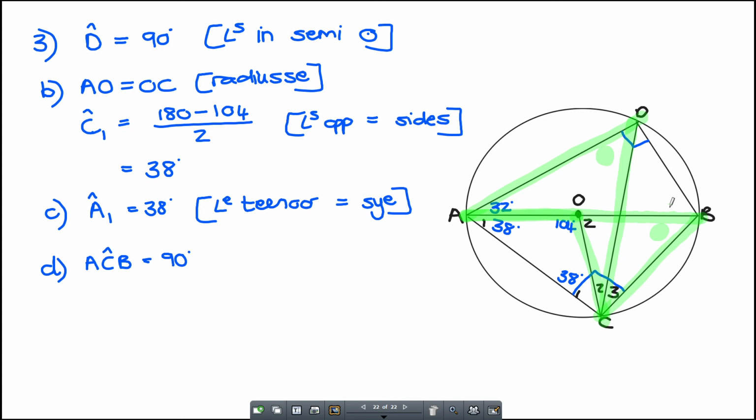Then you also had to go and calculate this angle, nee? And then you added them up. Yeah, that's correct. You could have done it.